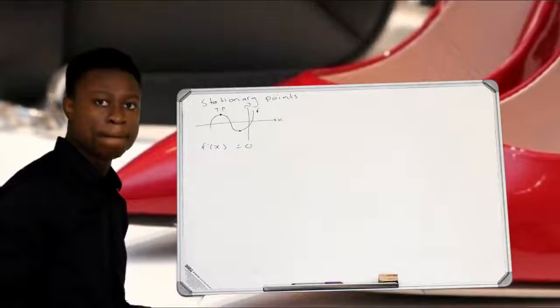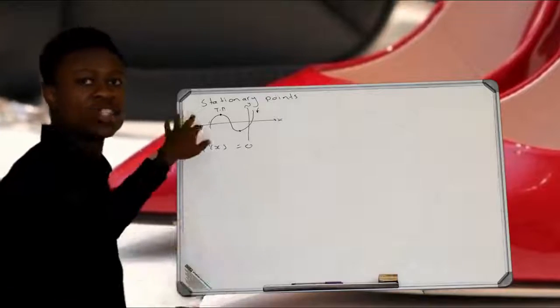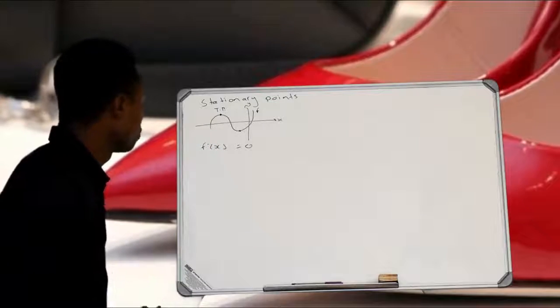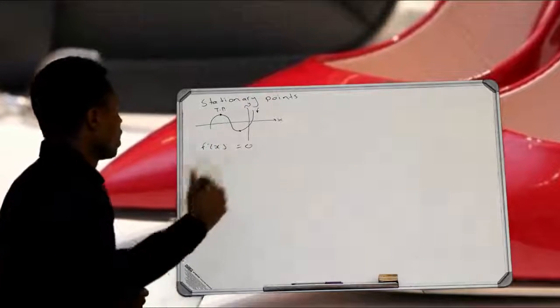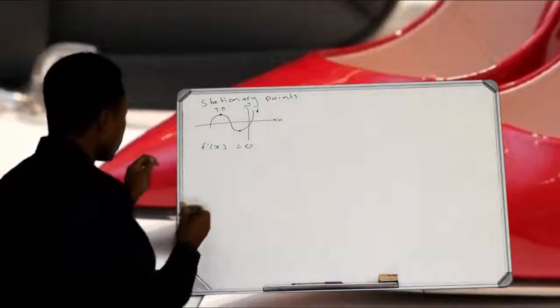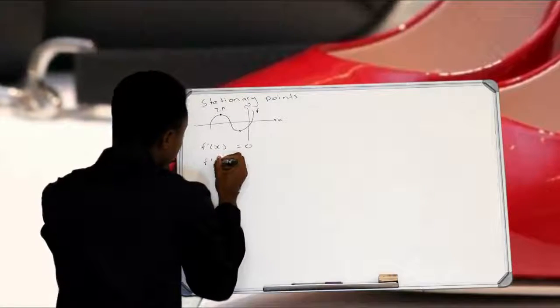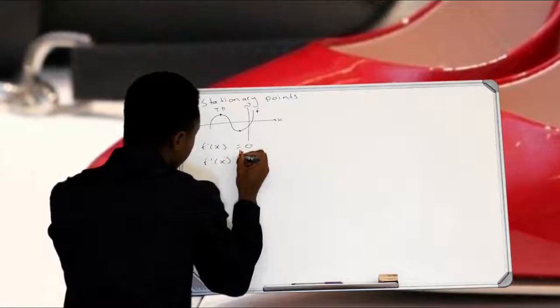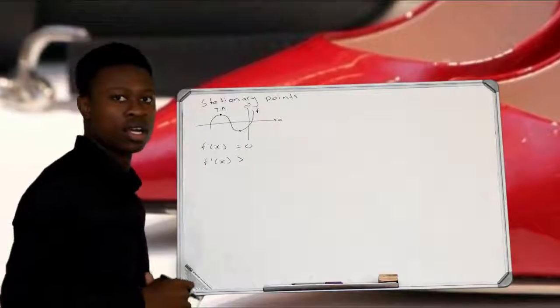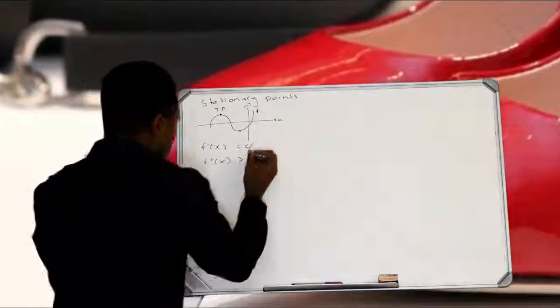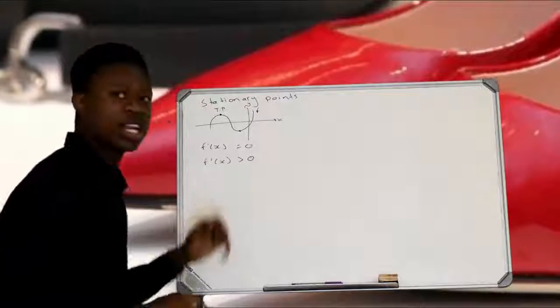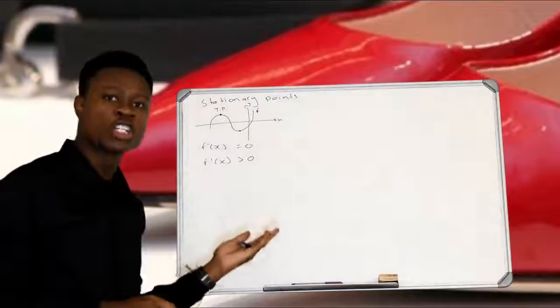Okay, so let's look. Another thing to note about stationary points is if f prime of x is greater than 0, what does that mean? Of course, if you look at it logically, it means that the graph is increasing.